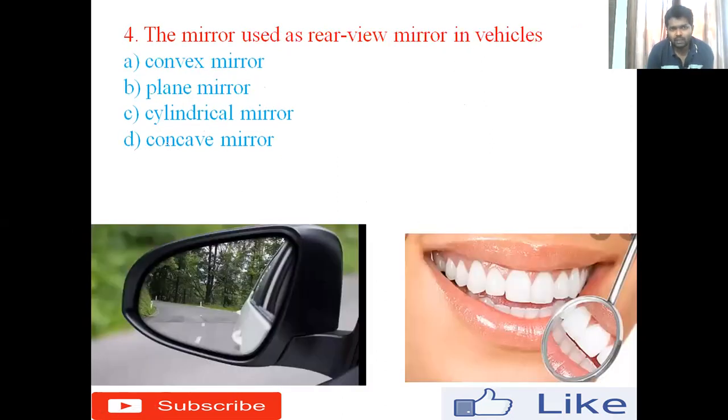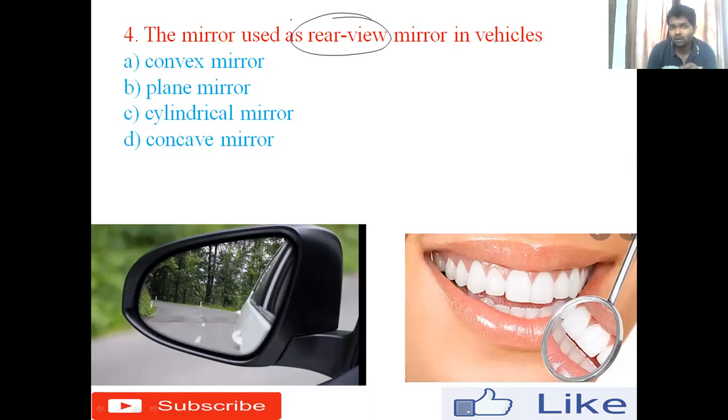Fourth one, the mirror used as a rear view mirror in vehicles. The rear view mirrors are used in vehicles to help the driver see the backside traffic, which leads to safe driving, right? Whenever he is driving on the road, he should observe his left, right, as well as his backside. Is there any vehicle, any person, or any obstacle? You have to keep on seeing it, right?